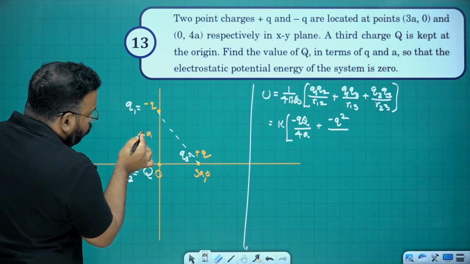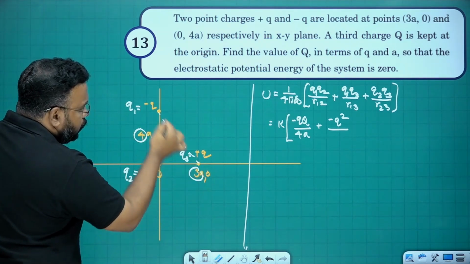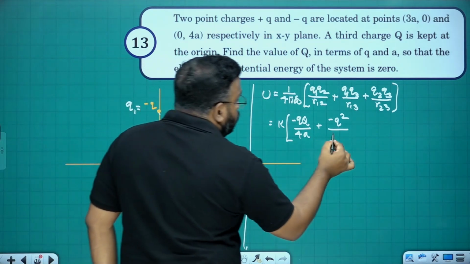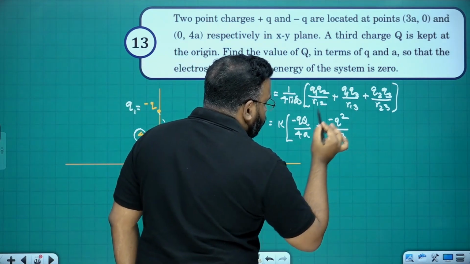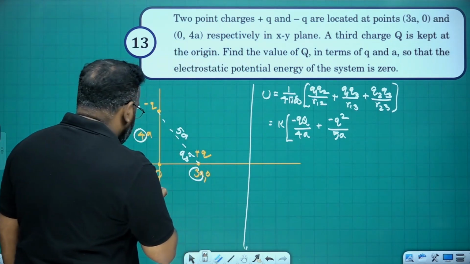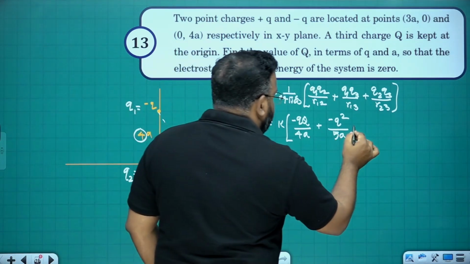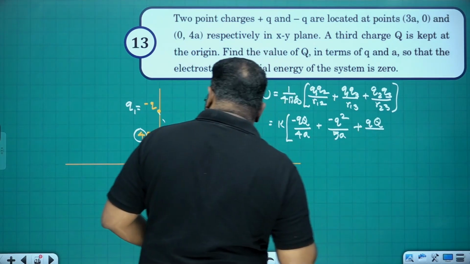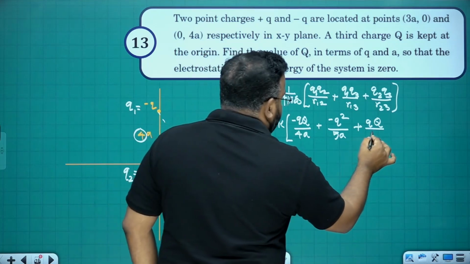Plus q1 q3, that is minus q Q... sorry, the term becomes minus q square divided by the distance between q1 and q3. This is 4a, this is 3a. It's a right angle triangle, so surely it will be 5a. You can use the Pythagoras theorem. Then q2 q3: what is q2 times Q? We get q Q by the distance 3a.